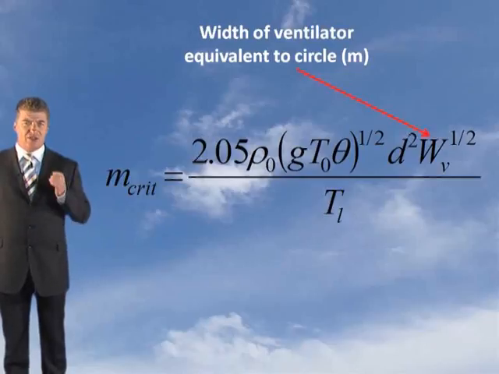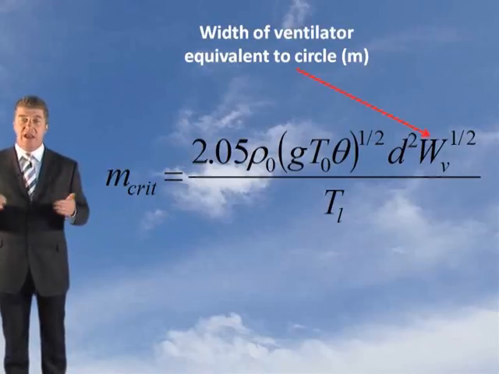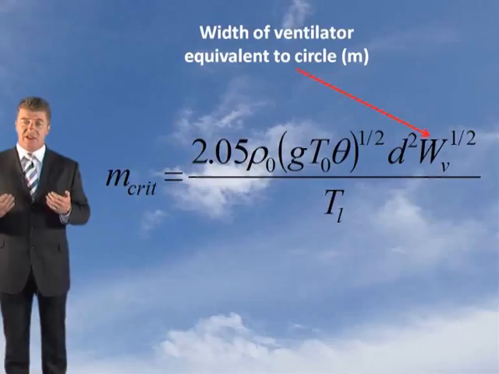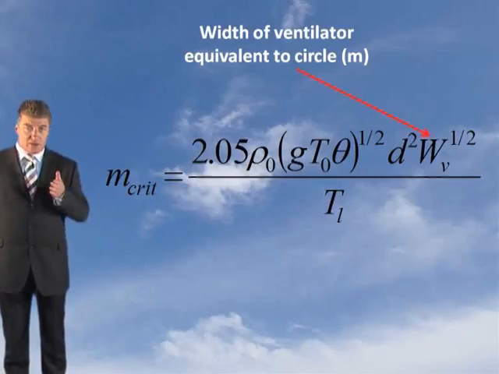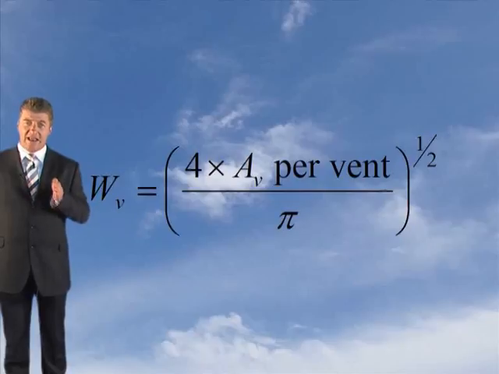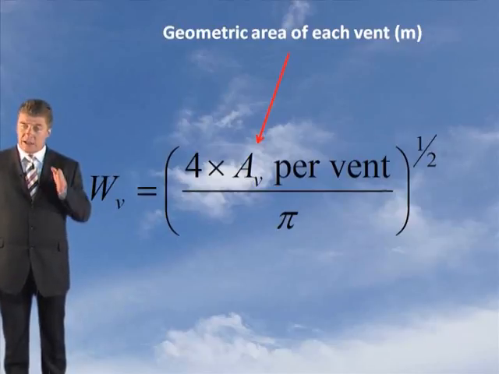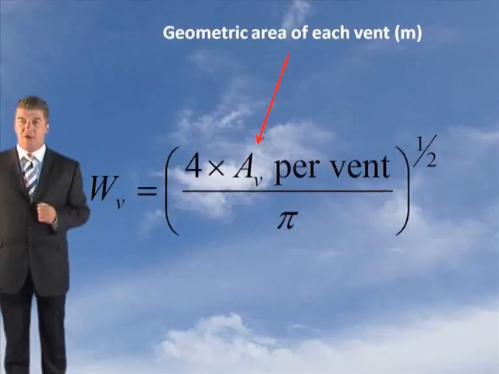WV is the width of a circular ventilator with the same area as any other vent. Because I'm not sure what size or shape of vent you're going to have, you have to convert it to a circular ventilator to make this formula work. So that's what WV is. Now, you've got to determine WV, and this is the formula to apply. WV equals the square root of 4 times AV per vent, which is the geometric area, once you've taken into account the efficiency of the ventilator, divided by pi.